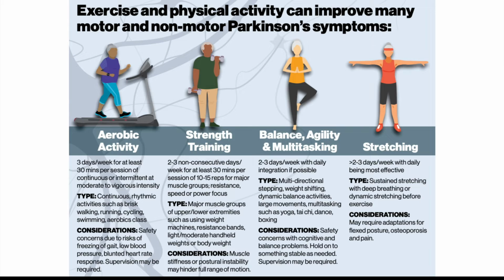The next is balance, agility, and multitasking. This is recommended for 2 to 3 days a week with daily integration if possible. Types of balance, agility, and multitasking training include multidirectional stepping, weight shifting, dynamic balance activities, large movements, and multitasking exercises such as yoga, tai chi, dance, and boxing. Considerations with this are safety concerns with possible cognitive and balance deficits. Hold on to something stable as needed to be more safe, and supervision may also be required for this activity due to the dynamic nature of it.